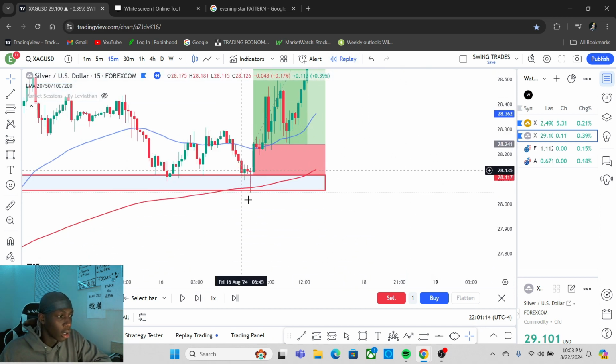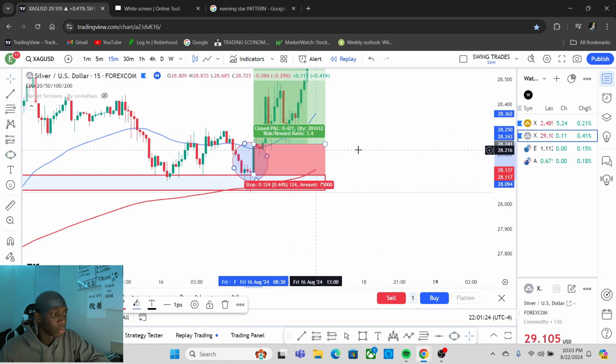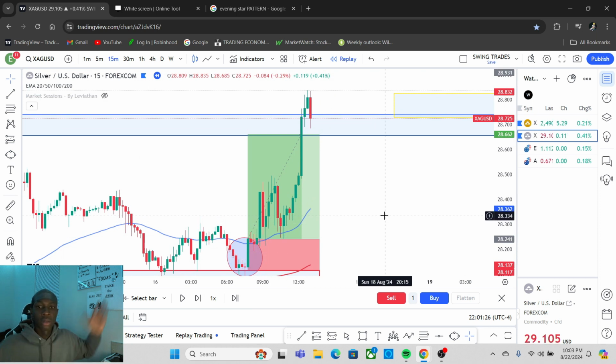Literally, wait for the area of interest, a pin bar, a doji candle, bullish engulfing, bearish engulfing. Make the evening star pattern. Once you get the evening star pattern, take your trade, put the stop loss below, and let it do its thing.